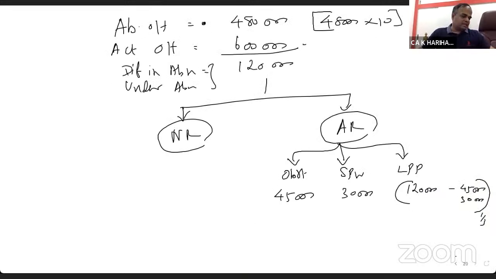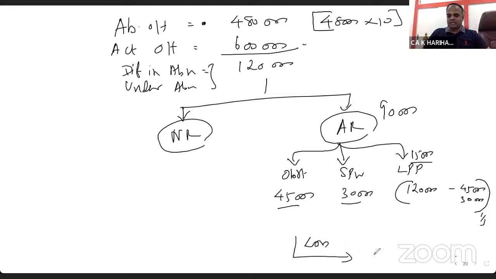120 minus 30 minus 45, out of which 1/3 is equal to 15,000. So total abnormal reason comes to how much? 45,000, 30,000, and 15,000. Total comes to 90,000 due to abnormal reason. That 90,000 abnormal reason is a loss to the company.